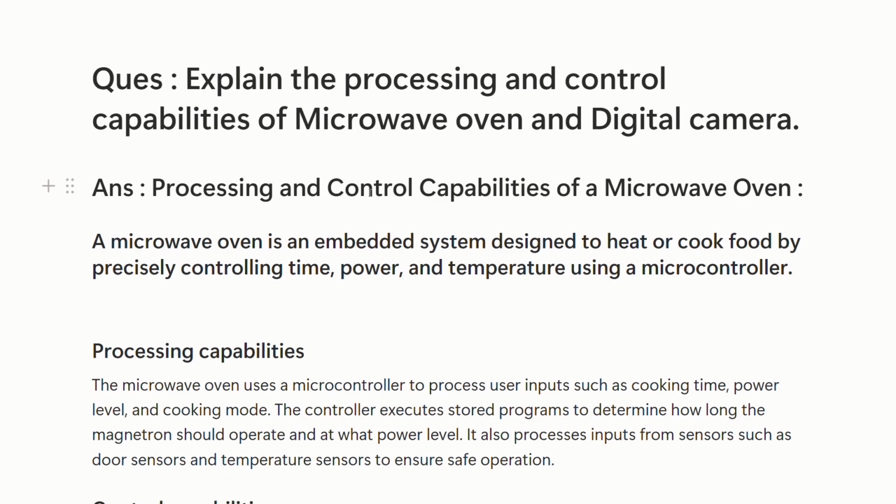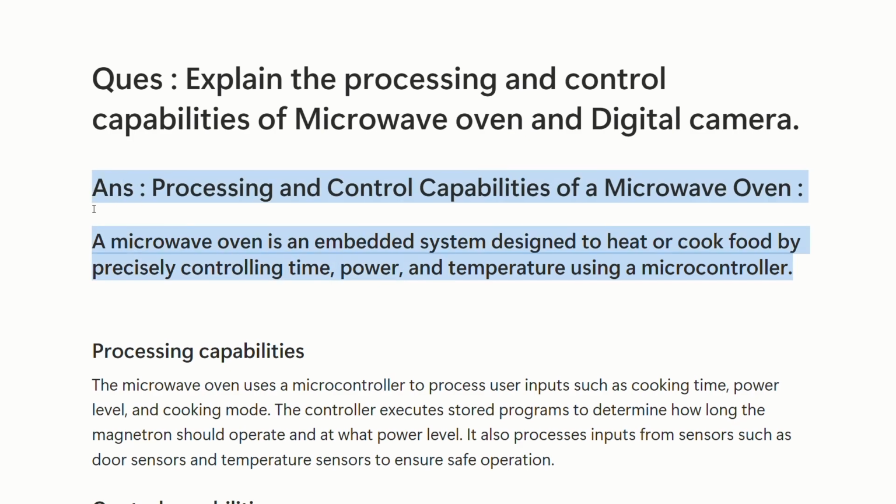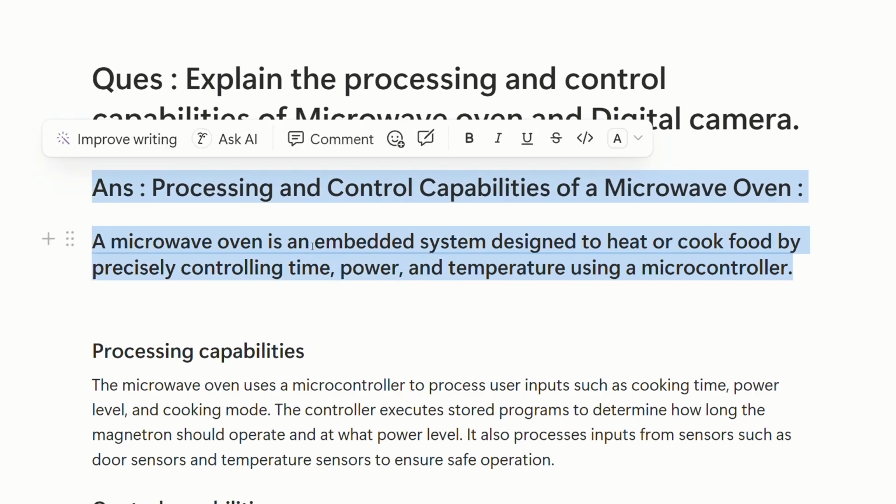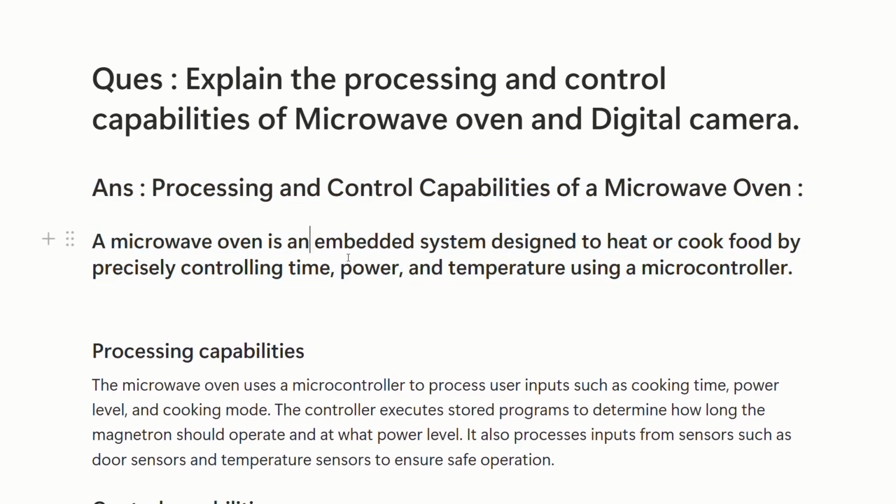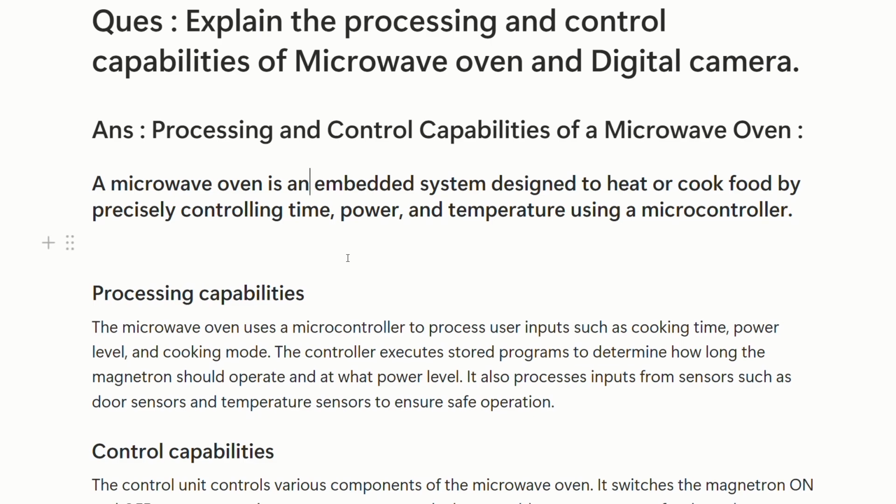So processing and control capabilities of a microwave oven is, we can say that a microwave oven is an embedded system designed to heat or cook food by precisely controlling time, power, and temperature using a microcontroller. So, this is the processing and control capabilities of a microwave oven in short. Then we will write in depth because it may ask for 10 marks. So, you have to write briefly.